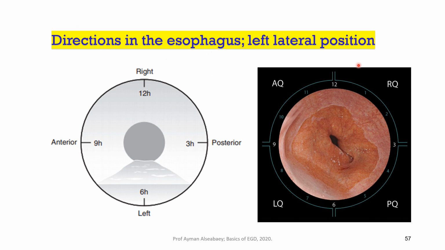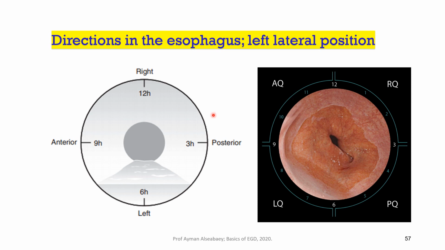You will ask me, what is the importance of directions? I will tell you now. The first one is for the quadrants. If you are injecting botulinum for treatment of achalasia, especially if the patient has advanced cardiopulmonary disease, you should know what the quadrants are because you will inject four aliquots here.